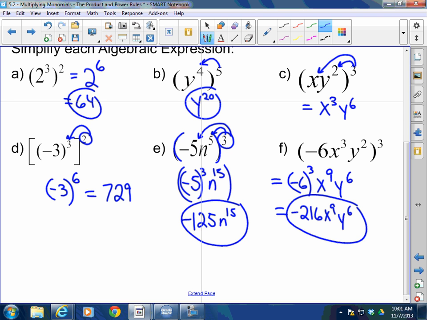I distributed the exponent, but not the 2 first. I did the 3 first. No, don't do that. What he did was he first did negative 3 cubed, and then he squared it. Be careful with that. Stick to the procedure. Multiply this exponent times this exponent first.